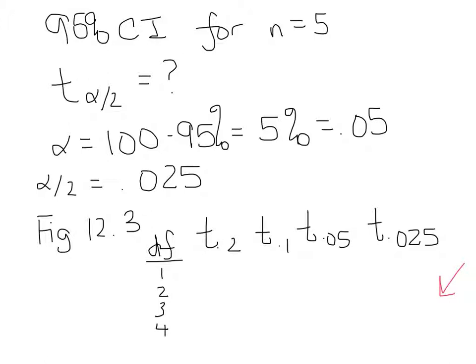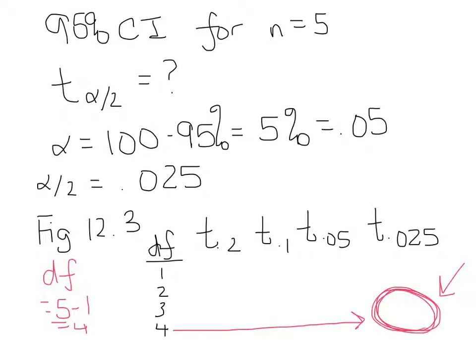And so for us, our degrees of freedom in this case, n is equal to 5. So our degrees of freedom is going to be 5 minus 1, which is 4. So we're going to go along this line until we get t of 0.025, and we want to take the number that's right there. So if I look at my table, I'm going to get 2.776, which is what I see in my book. So 2.776 is what I would use there. And that would be my t of alpha over 2.